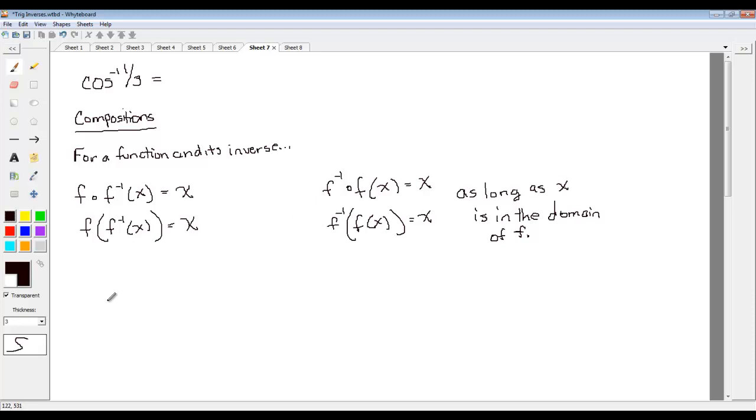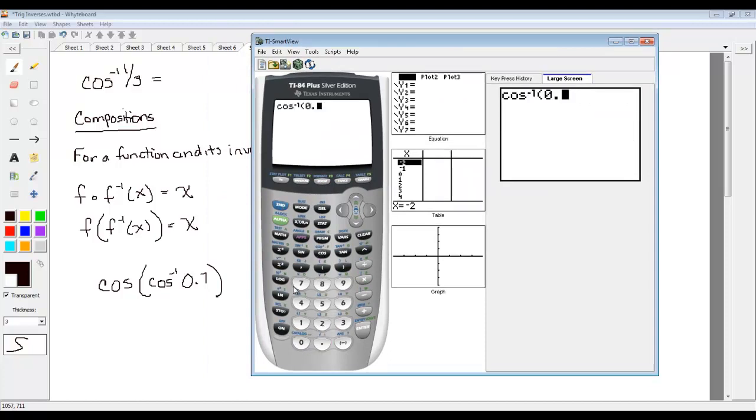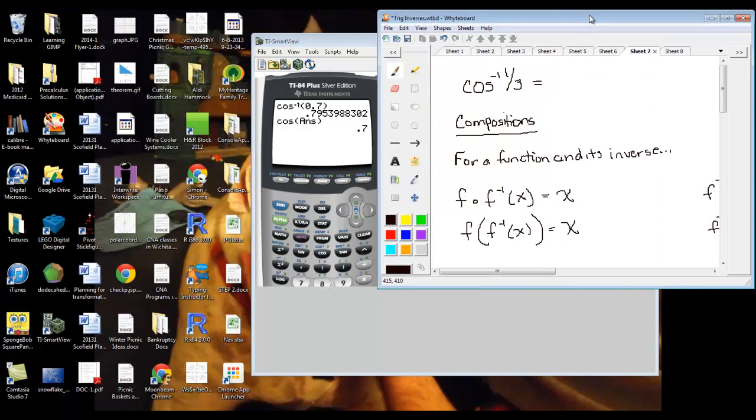All right. For instance, let's say you have something like the cosine of the inverse cosine of 0.7. Well, if you pull up your calculator here, and let's say you do the inverse cosine of 0.7, you get this crazy value. But then if you do the cosine of that, you get back 0.7. So whatever your argument was here, if you do this composition where the inverse is on the inside and the function is on the outside, it's going to equal whatever the original input was. So in this case, the 0.7.